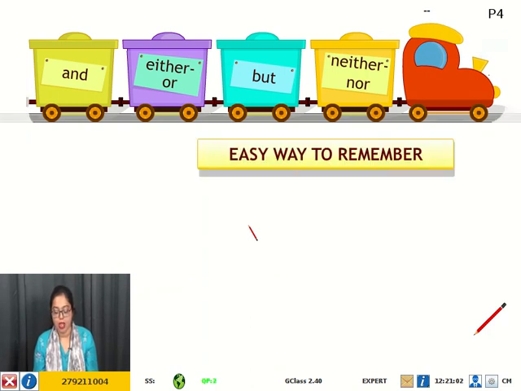These are the easiest way to remember conjunctions. These are certain words which we use as conjunctions or connectors. And see, this is written in a train, so it will be an easy way for all of you to remember. Once again I am repeating, what are the words that are used as conjunctions? The first one is and, second one is either or, third one is but, and the fourth one is neither nor.